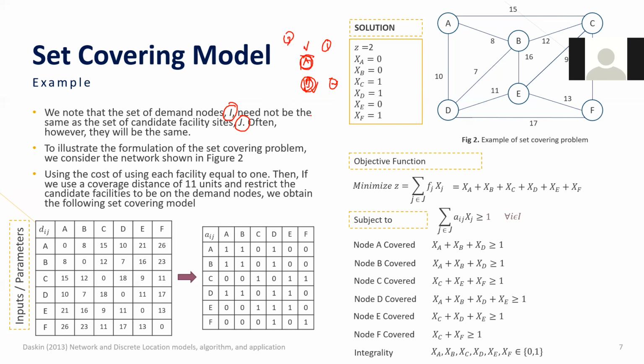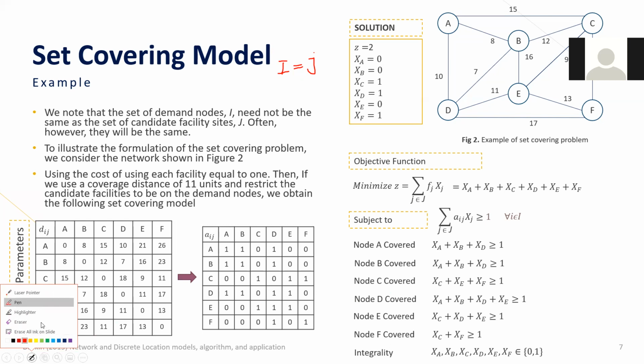So for this example, we will use this kind of assumption where the candidate facility and the demand facility can be selected from the same point. So set I will be equal to set J. Then you can see the example in figure 2 on the top right of the slide.